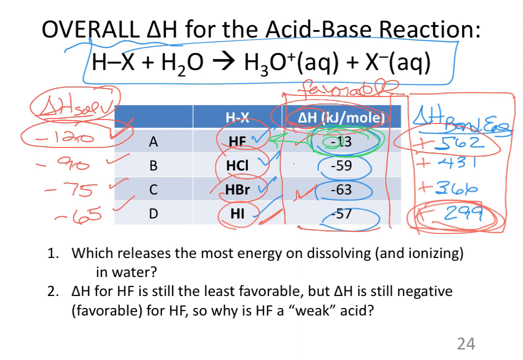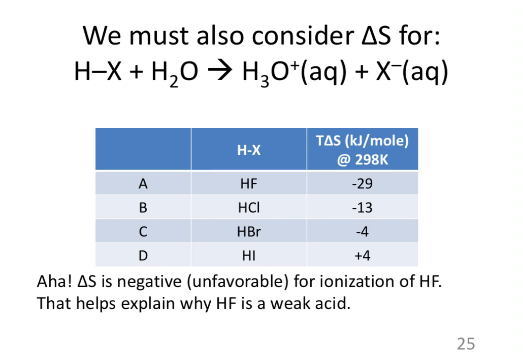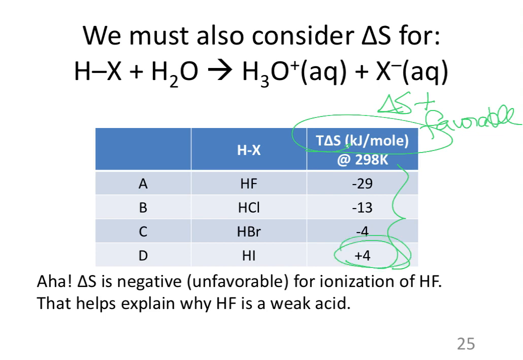No, no, no, no, no. Remember, to determine spontaneity, we have to look at enthalpy and entropy. So we're not done with the story. So let's talk about the entropy change for all of these four. So here we go. It's actually temperature times entropy change, but you can still see the trend. Remember that if delta S is positive, it's favorable. Okay, so we want entropy to increase. So the only favorable one with respect to entropy is HI. Entropy is working against all the other ones.